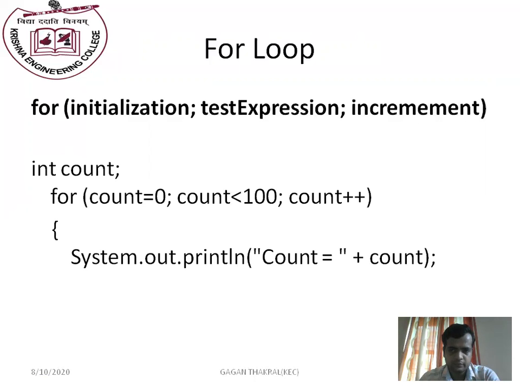System.out.println prints "count is equal to" plus the count value. This will print the values 0 to 99. Initially it will work for 0. 0 is less than 100, the condition is true, so it will print 0. Then it will increment and count becomes 1. 1 is less than 100, so it will print 1. Then count becomes 2; 2 is less than 100, so it will print 2. Then 3, 4, 5, 6, 7 up to 99. 99 is less than 100, so it will print 99. When it comes to 100, 100 is not less than 100, the condition is false and it will exit from the loop.